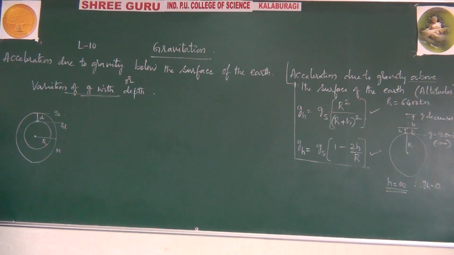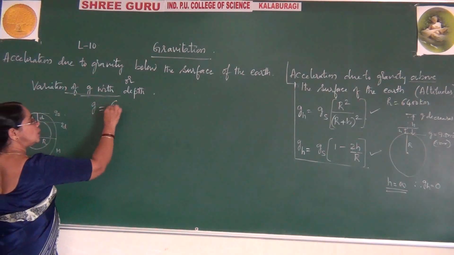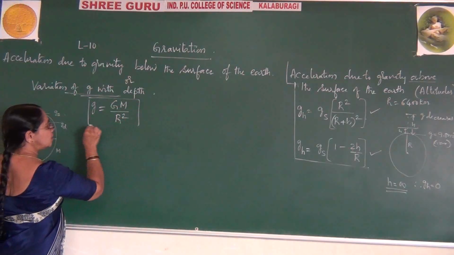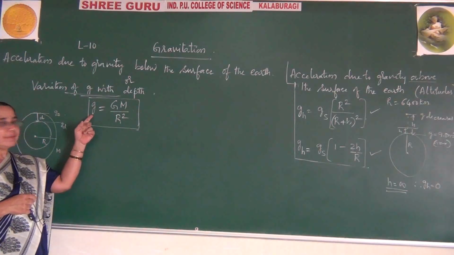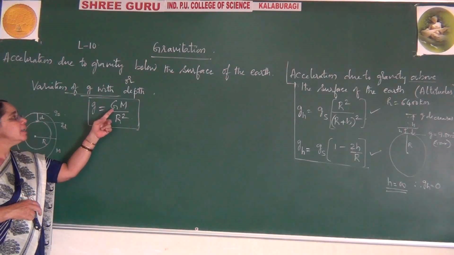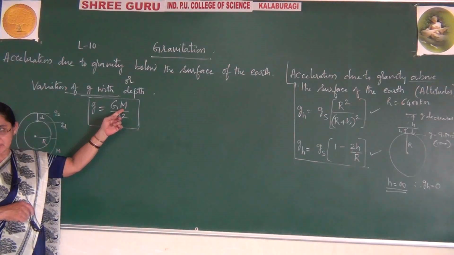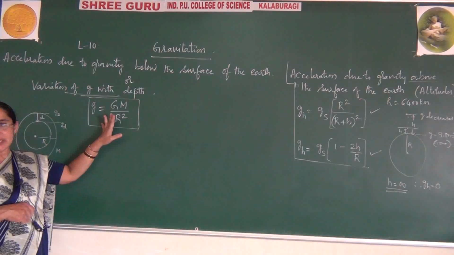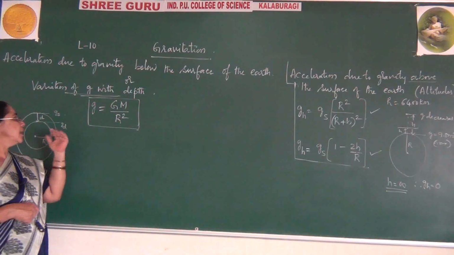Before going to that, the first step we have to calculate. Use the condition we know from the previous class, where g is equal to GM by R square. It is a relation between small g and capital G, or you can also call it the relation between acceleration due to gravity and the gravitational constant. Capital M is the mass of the earth, R is the radius of the earth. You are already familiar with this formula, so with its help I am deriving the expression.